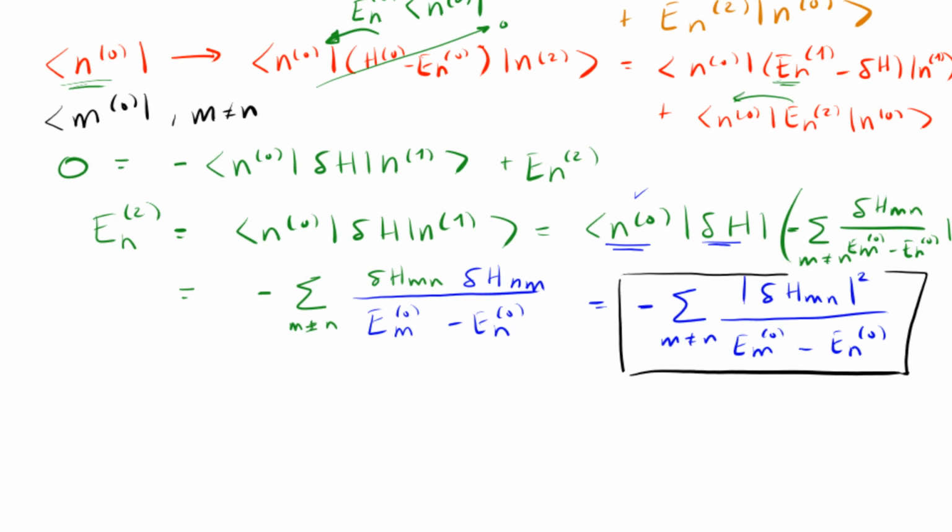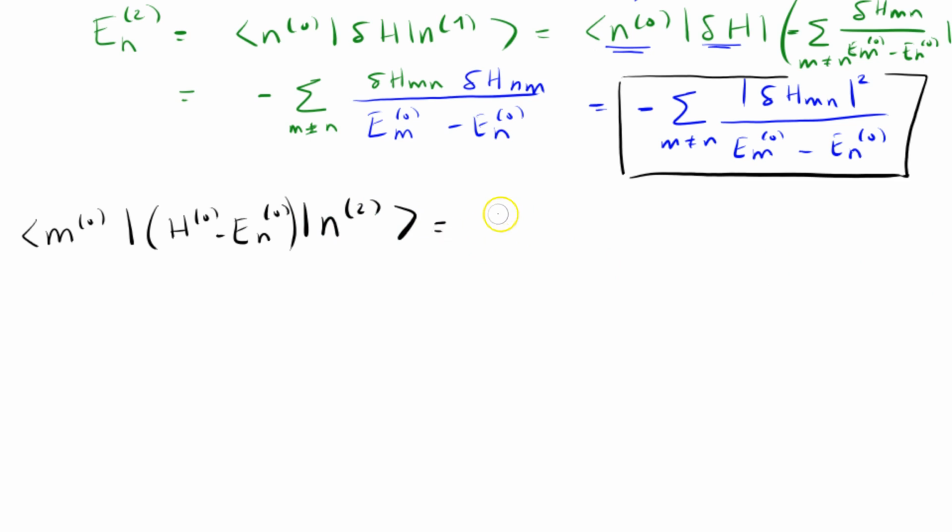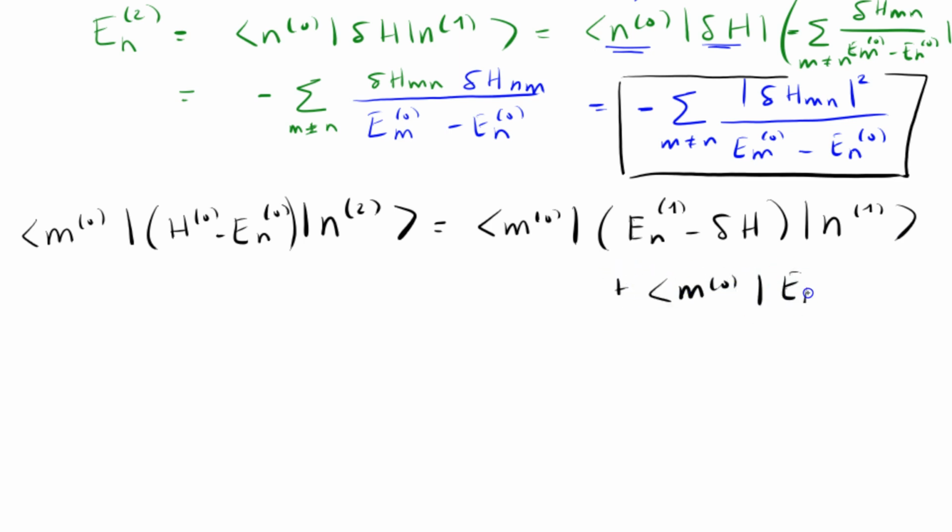Okay, so let me just write it out for you guys. It's going to give us m0, and then, if you remember from before, h0 minus en0, and this is all acting on n2, and then equals m0, and then we're going to have en1, the first order energy, minus delta h acting on n1, plus m0 en2 n0. Okay. What can we cancel here and what can we not cancel here?